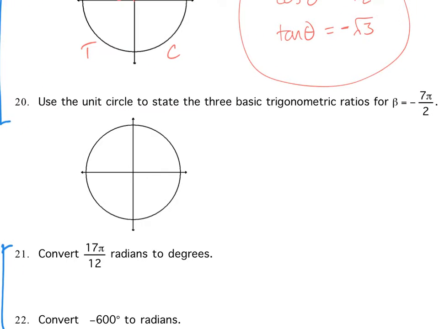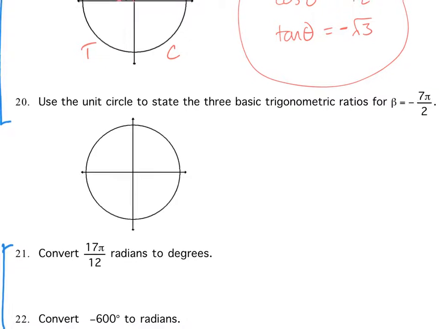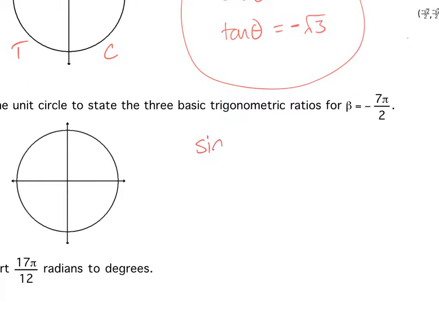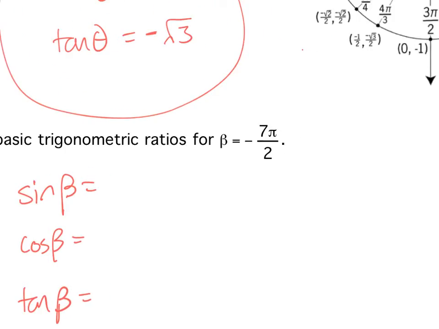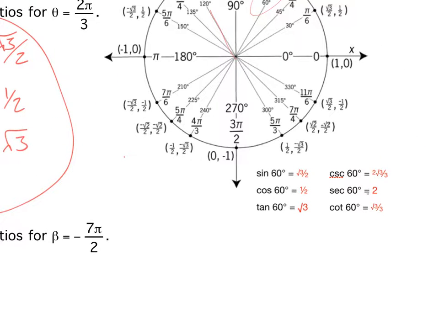All right, number 20 wants me to use the unit circle for the 3 basic trig ratios for what they're calling beta. And it's negative, just setting up for my answer right there, negative 7 pi over 2. Okay, so that's a weird one, a weird angle. It's negative, and it's also not one of the numbers on this unit circle for the radians.